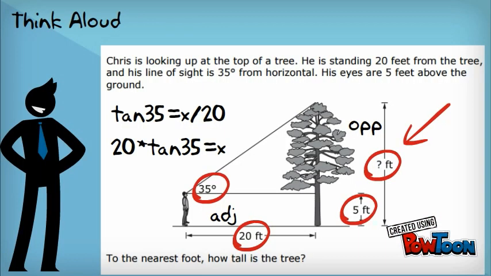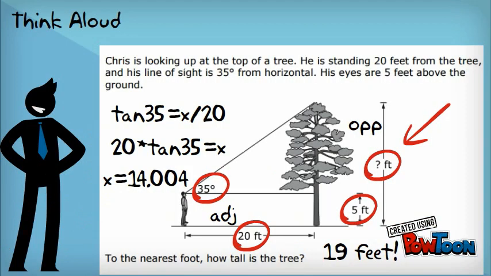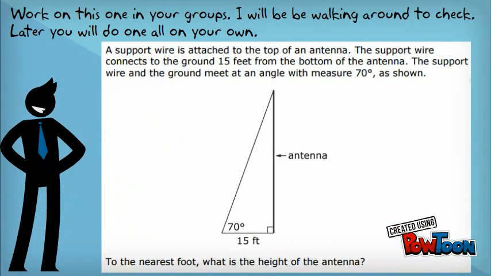I'm going to multiply 20 times the tangent of 35 to get x, but it's important to remember that that x is only the top part of the tree. So if x equals 14, and I add 5, I will get the correct answer of 19 feet for the height of the tree. Work on this one in your groups.